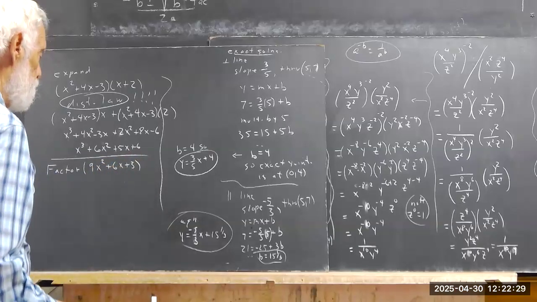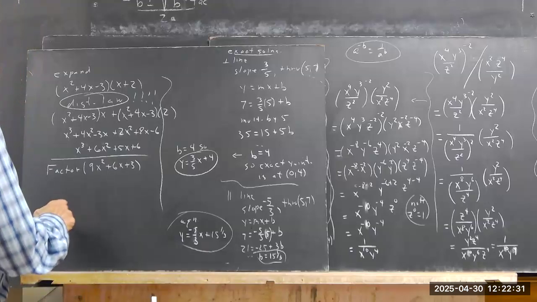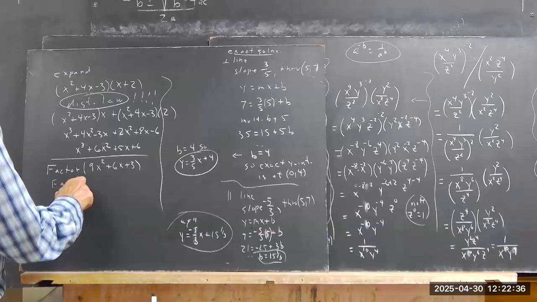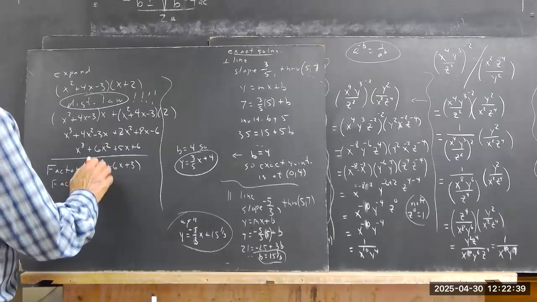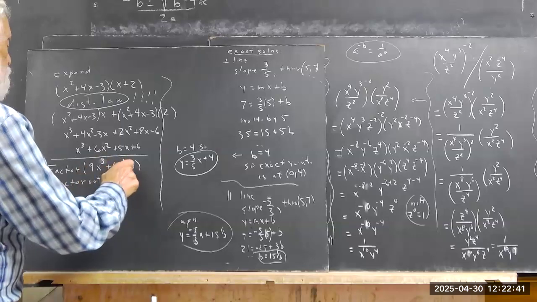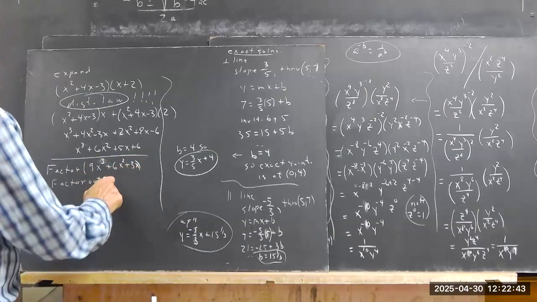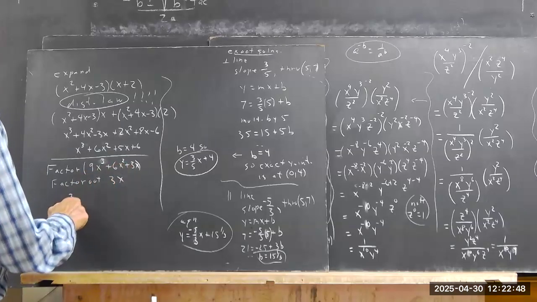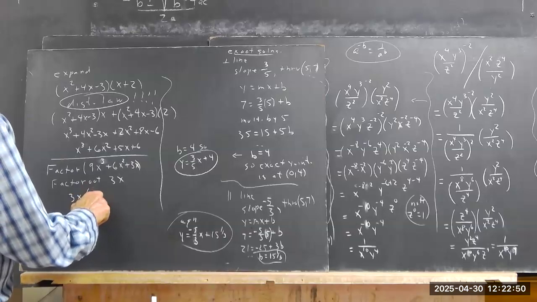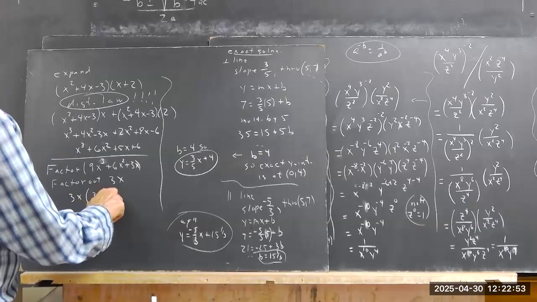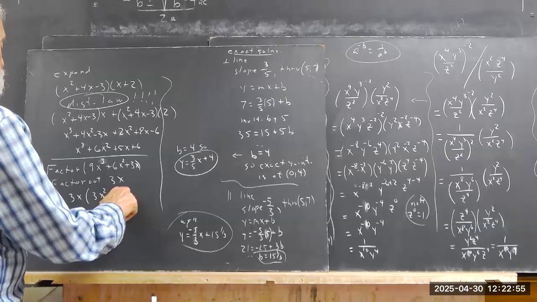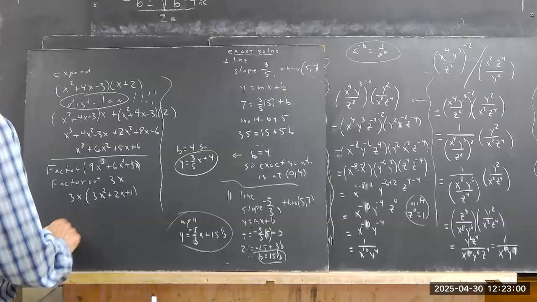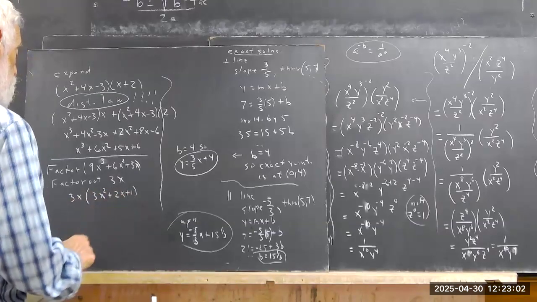Nine x cubed plus 6x squared plus 3x. I'm going to factor out 3x because 3x divides every one of these. And you get 3x times 3x squared plus 2x plus 1. And then you factor this.